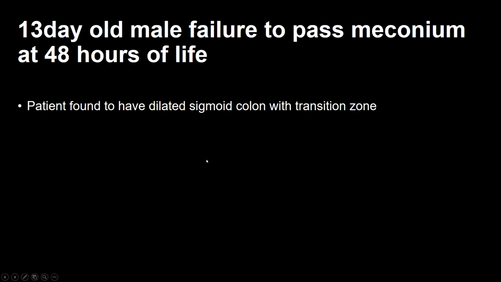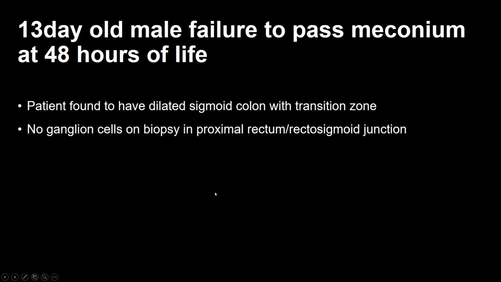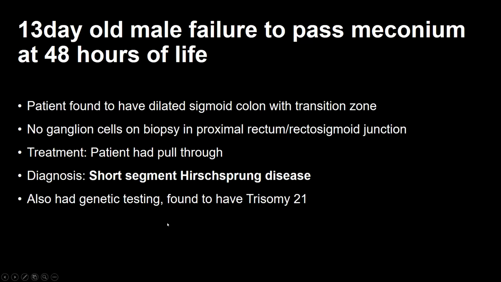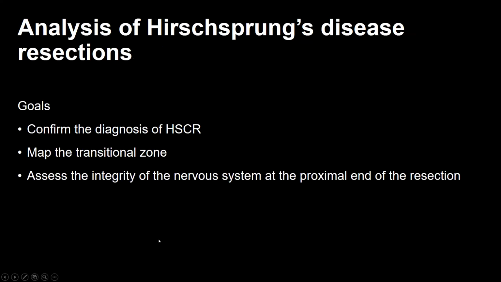So overall, this patient was found to have a dilated sigmoid colon with transition zone, no ganglion cells in the proximal rectum and rectosigmoid junction. Patient had a pull-through as we went through, and then was diagnosed with a short segment Hirschsprung disease. And at genetic testing, was also found to have trisomy 21. So when we analyze these Hirschsprung disease resections, we're trying to confirm the diagnosis, map that transition zone, and assess the integrity of the nervous system at the proximal end of the resection.